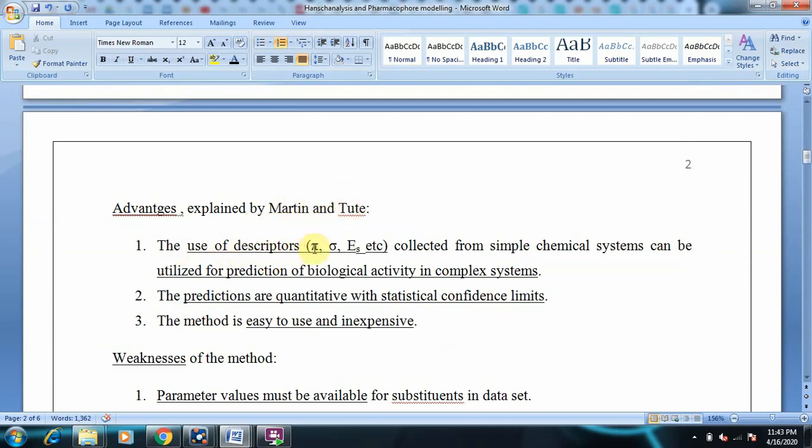The use of descriptors, that is pi, sigma, Es, etc., collected from simple chemical systems can be used to predict biological activity in complex systems. So whatever descriptors are collected from simple chemical systems can be applied to the prediction of biological activity in complex systems. This is an advantage. The predictions are quantitative with statistical confidence limits. So whatever predictions we get are quantitative, not qualitative, and they are within the confidence limits. The method is very easy to use and inexpensive.